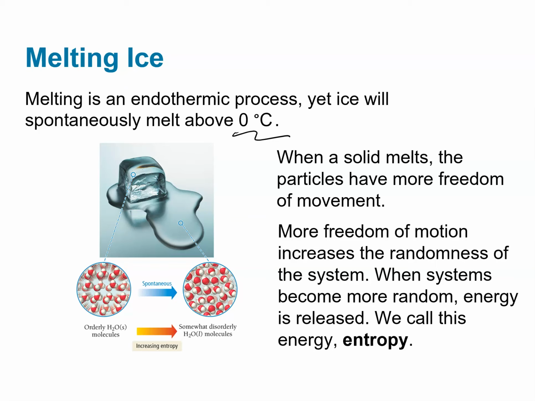So when a solid melts, the particles are going to have more freedom of motion. We're going from this nice, orderly, crystalline, solid structure to a liquid where, on top of just vibrational motions, you also get the physical ability of them to rotate in 3 dimensions, to move back and forth and up and down in all 3 dimensions and whatnot. So substantially more freedom of motion in the liquid form. And the more freedom of motion increases the randomness of the system, and as the system becomes more random, energy is released. And this type of specific energy, this random energy, is called entropy.